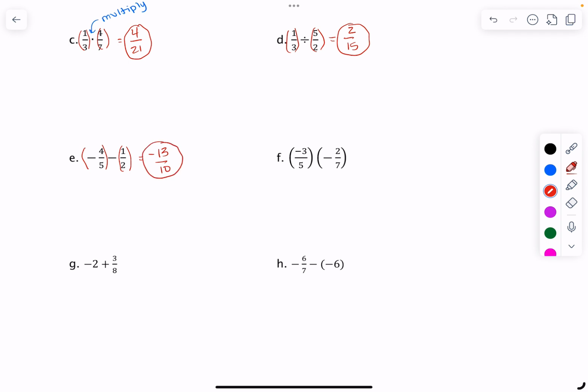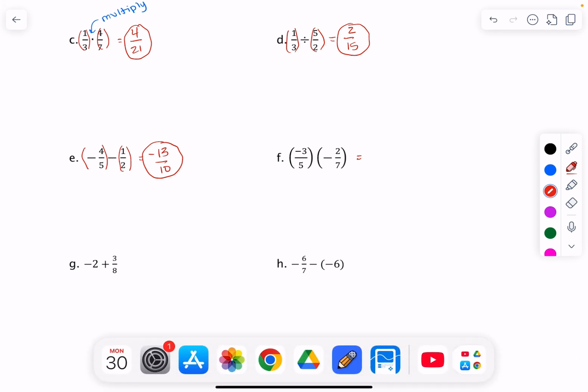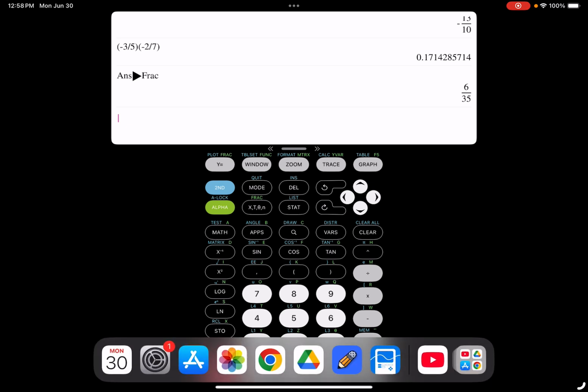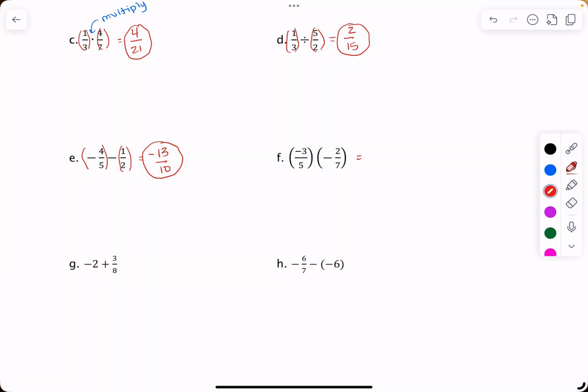Letter F, I'm going to type it in just like I see it. I've got parentheses already there, so negative 3/5, parentheses, negative 3/5, and then I can just put it in as another set of parentheses. I don't even need to put a symbol there. And the reason I don't need to put a symbol there, I'll tell you in a second. Let's finish this. Math, enter. I get 6 over 35. So I'm going to put 6 over 35 here.